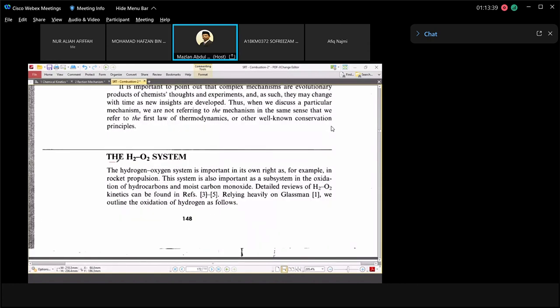One of the basic important systems is the H2O2 system. When I did my master's in Leeds University on fuel, they call it combustion and energy, I was just wondering why they keep on repeating this mechanism. H2 O2, H2 O2. And if you go to the lab, they give experiments also on hydrogen, oxygen, hydrogen, oxygen.